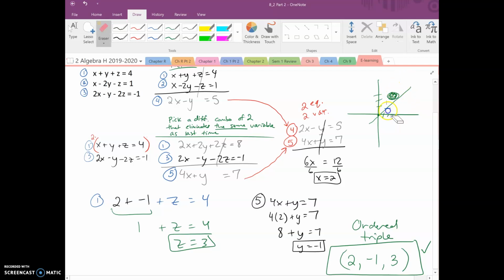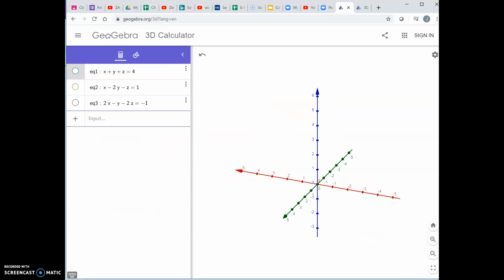But what shape are those? Is it going to be 3 lines in the 3D plane? It's actually going to be 1 step up. It's going to be 3 planes. So I've got this cool calculator, and I'll just show the things one at a time. So here's my first equation, graphed in blue.